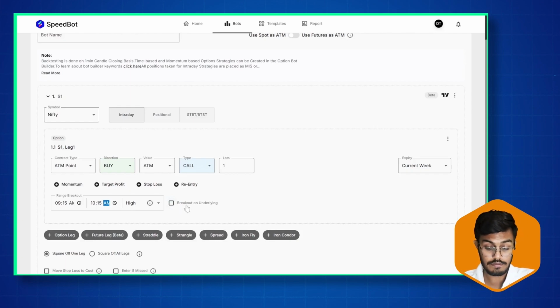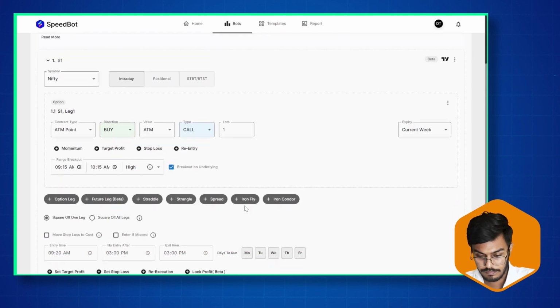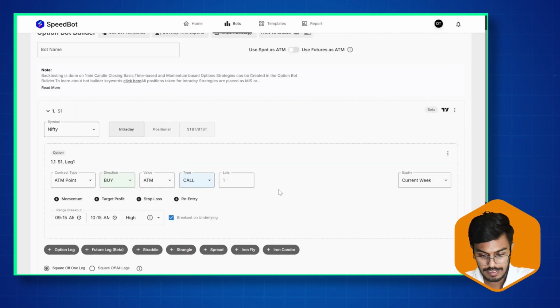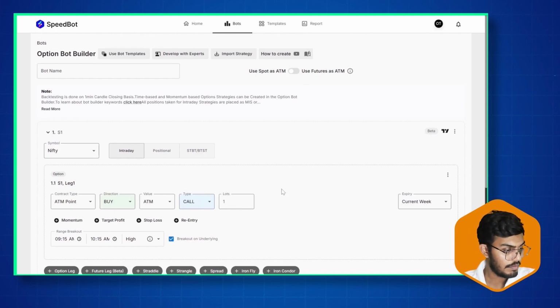Right next to that, we have the checkbox for the breakout on underlying. So what does this mean? This particularly means that whether I would like to check the range breakout condition for the underlying spot chart or for the option chart. So based on my analysis, let us say that if I wish to create the bot for range breakout only for the underlying spot, then this is something that I need to tick on. So from 9:15 till 10:15, it's perfectly fine. So this basically will create a range breakout bot for me. All right. So that is how I'll be able to get this done. So I hope, Salim, this answers your question.